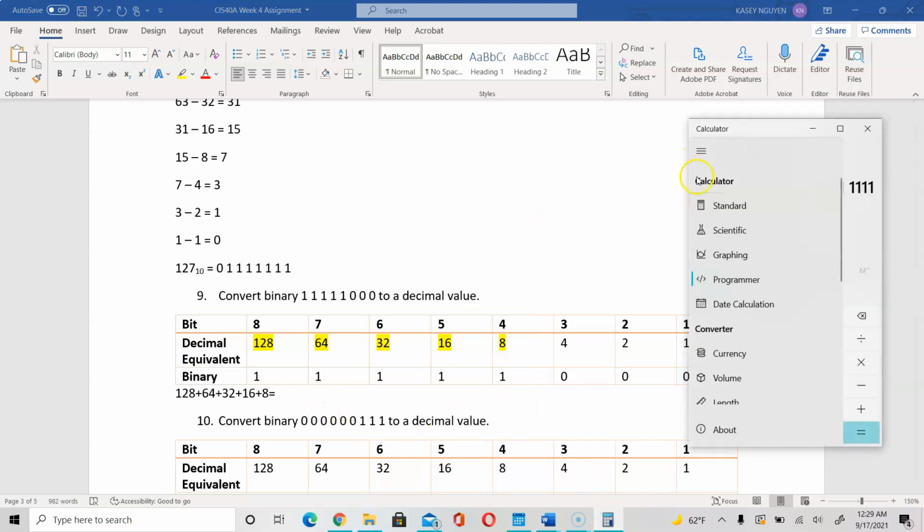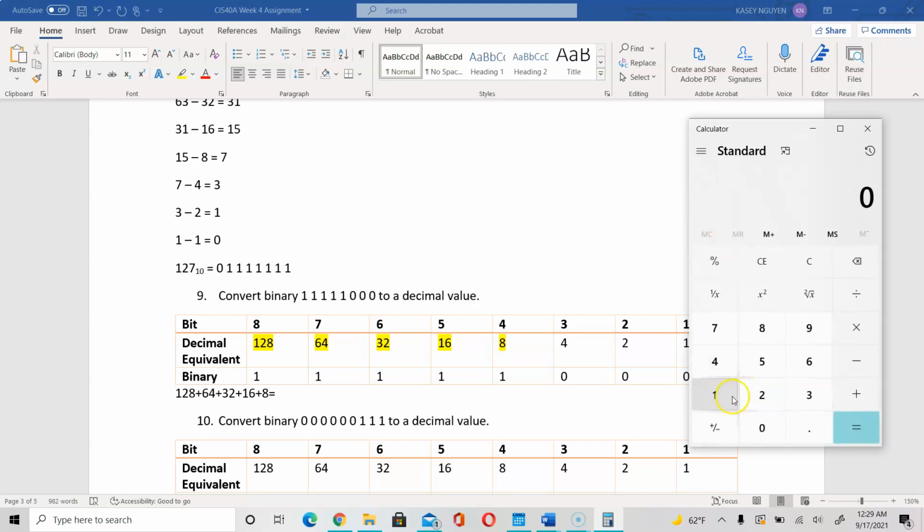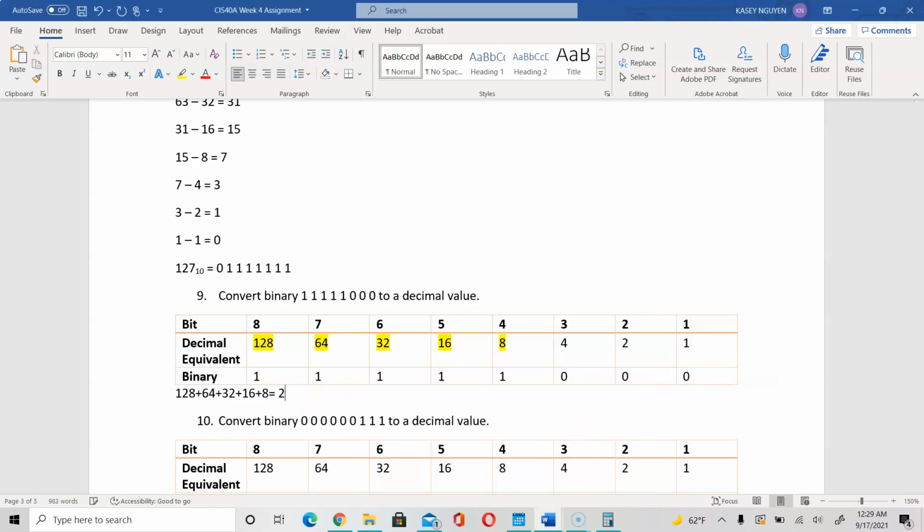And we can use our calculator. So 128 plus 64 plus 32 plus 16 plus 8. That will be 248, and that will be your decimal. So this binary that's given here is equivalent to 248.